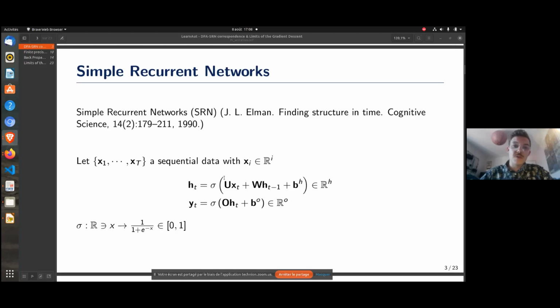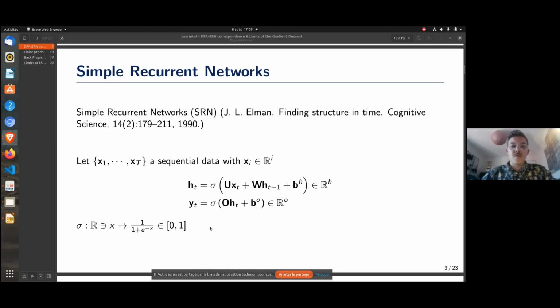It's quite easy: we perform a linear transformation of the input, then we take a linear transformation of the previous hidden state. We add them together, eventually add a bias, which gives us a vector, and then we apply an activation function coordinate-wise. Usually we need the activation function to be nonlinear and differentiable. Here we focused on the logistic sigmoidal function, which is defined right here.